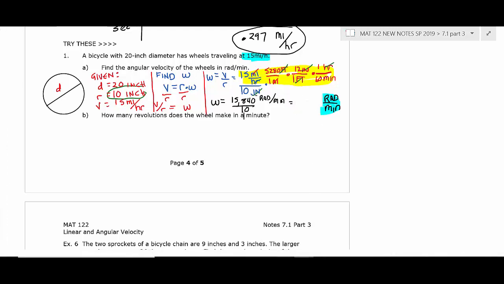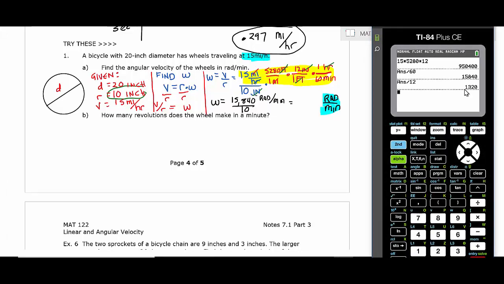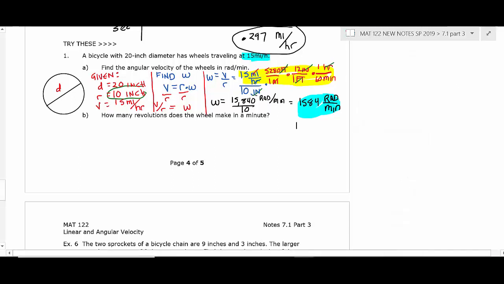Sorry about that. Okay, so let's do this then. Okay, so I just do the 15,840 divided by 10. So I'd end up getting 15,084 radians per minute. Okay, so that's the idea. All right. So that'd be one way to do that.